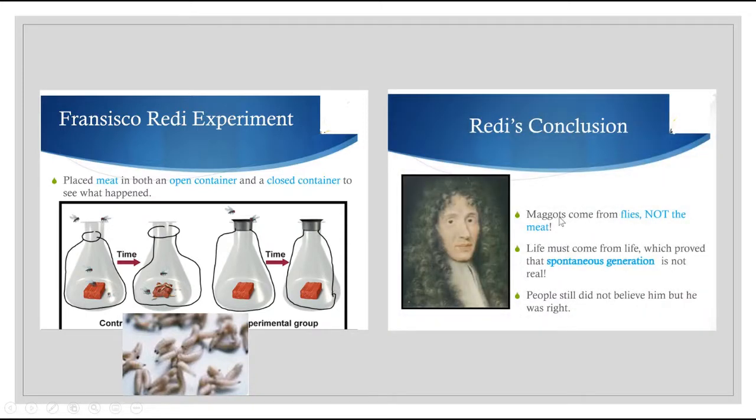So his observation was that the maggots, as we call them, come from flies, not the meat. He concluded that it is not possible for them to be generated spontaneously, because the maggots didn't appear in the experimental group, where the flies' entry was restricted. So he concluded that life comes from life, and he proved that spontaneous generation is not true. People didn't believe him, but he was right.